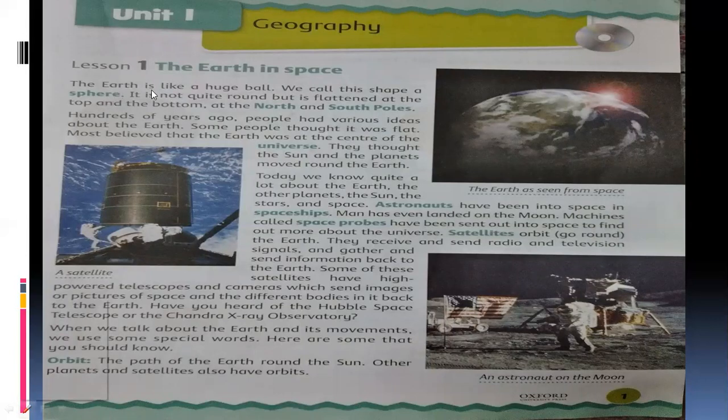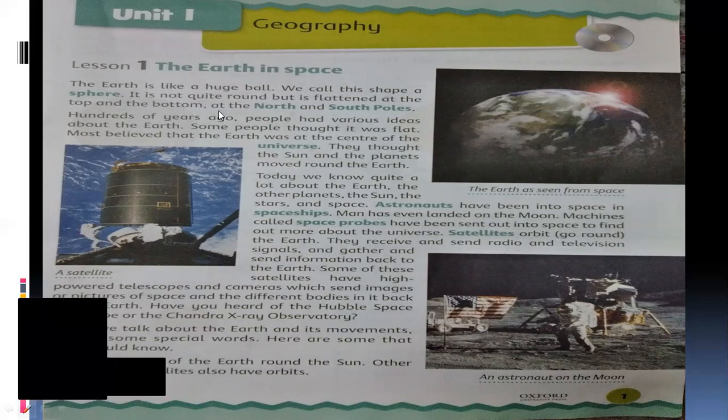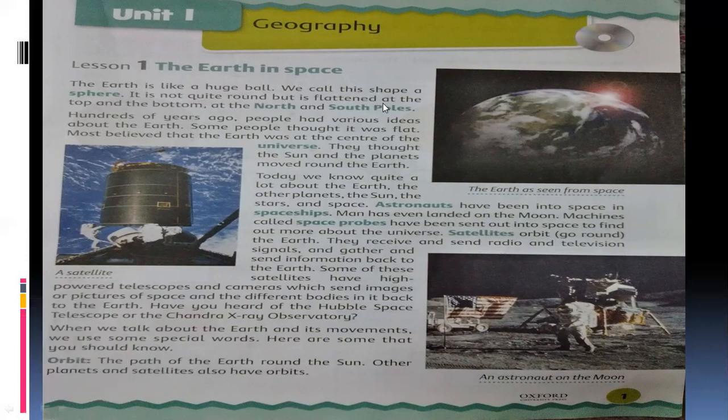The earth is like a huge ball. Huge means a big ball. We call this shape a sphere. A sphere means a round thing like a ball. It is not quite round, but is flattened at the top and the bottom, at the north and south poles. You have already studied that in class 3, that we have 2 poles, north and south poles.